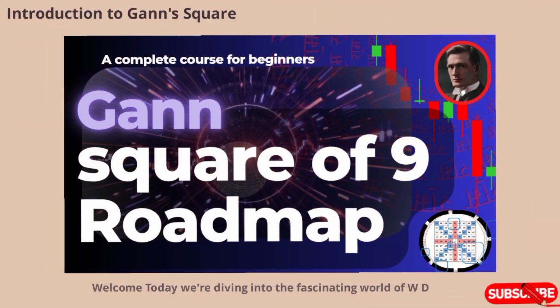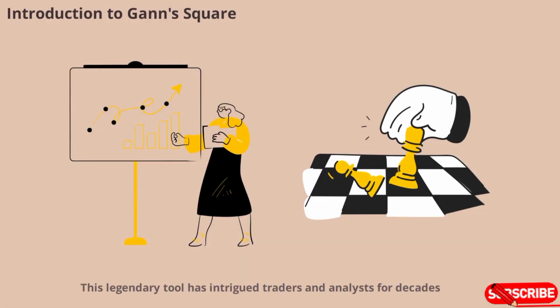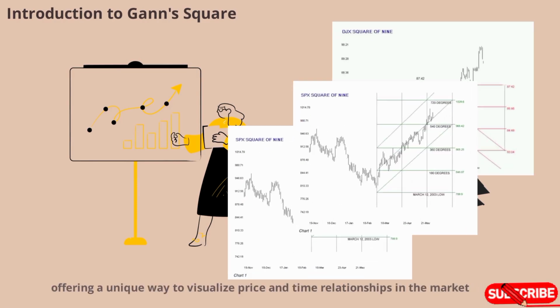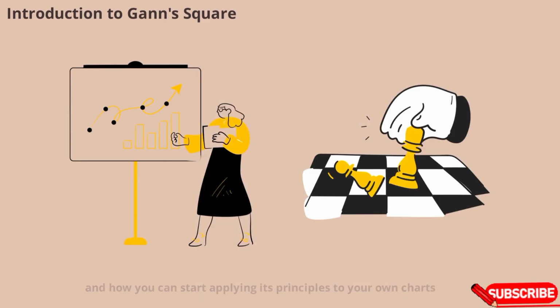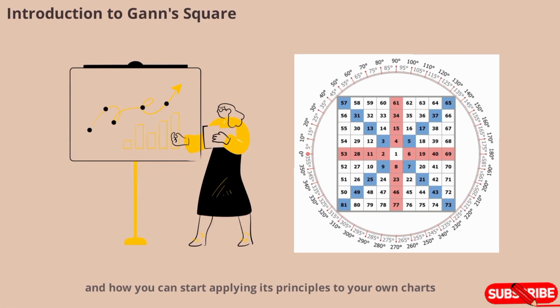Welcome. Today we're diving into the fascinating world of Gann's Square of 9 roadmap chart. This legendary tool has intrigued traders and analysts for decades, offering a unique way to visualize price and time relationships in the market. We'll break down how the Square of 9 works, why it's so powerful, and how you can start applying its principles to your own charts.